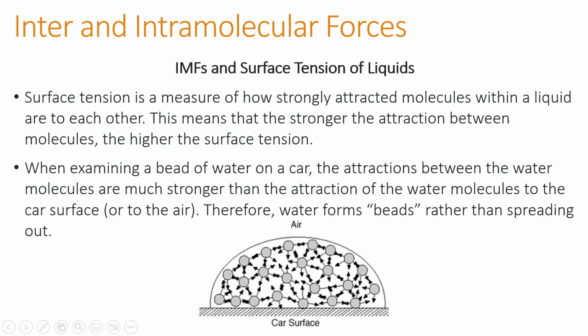So surface tension is a measure of how strongly attracted molecules within a liquid are to each other. This means the stronger the attraction between molecules, the higher the surface tension. Surface tension is what's used by insects to be able to walk on water. It's because when you look at the surface of a liquid, that liquid is more attracted to itself than it is to the air.